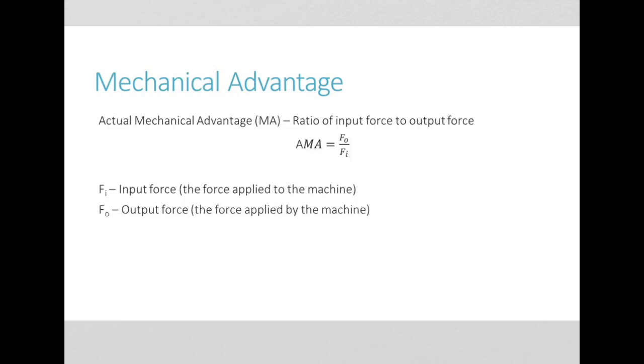When we talk about these, we're going to be talking about ideal mechanical advantage, but I want to talk about actual mechanical advantage, which is basically going to be the ratio of the output force to the input force, with the output force on top and the input force on the bottom. And of course, the input force is the force applied to the machine, while the output force is what is being applied by the machine on the object that we are trying to do work on.